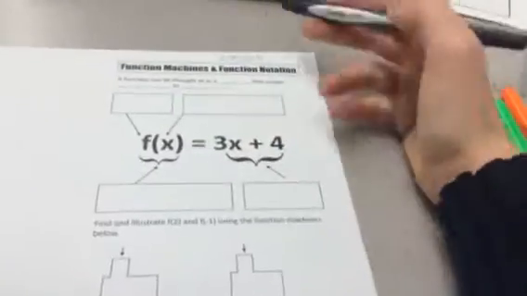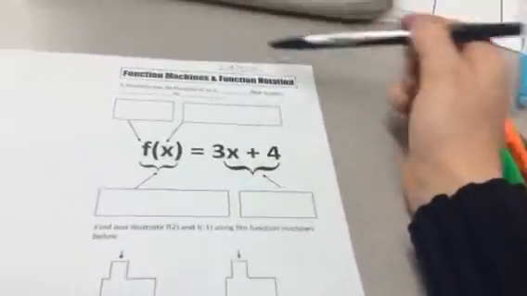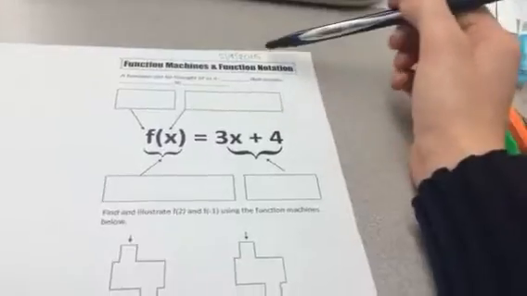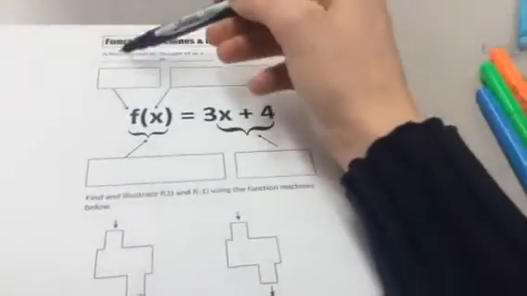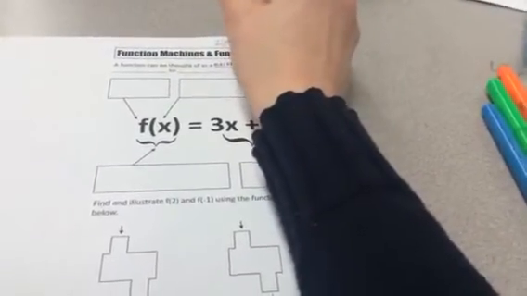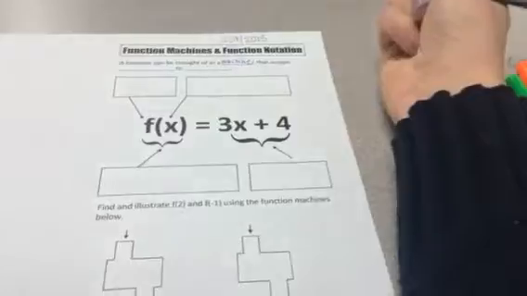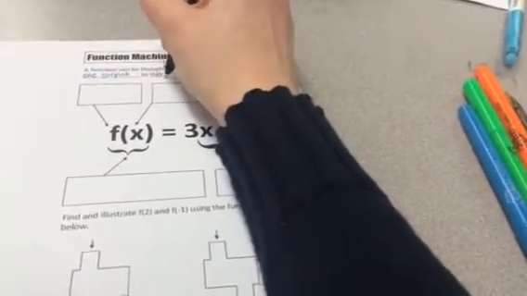Today we talked about function machines and function notation. Essentially, function notation is the way that we write what we're trying to say with the function. As a review, we remember that a function can be thought of as a machine that assigns one output to every input.